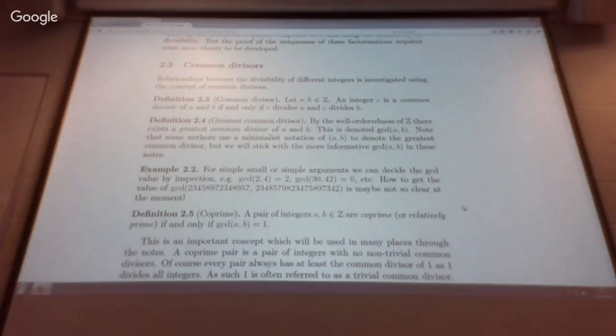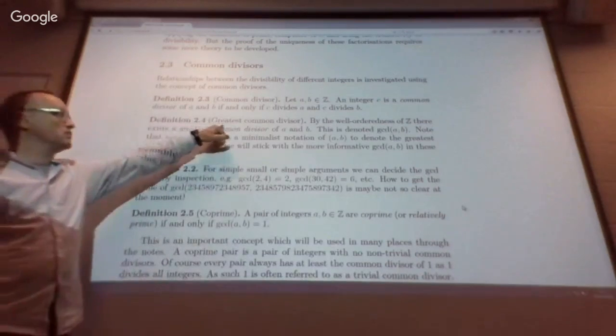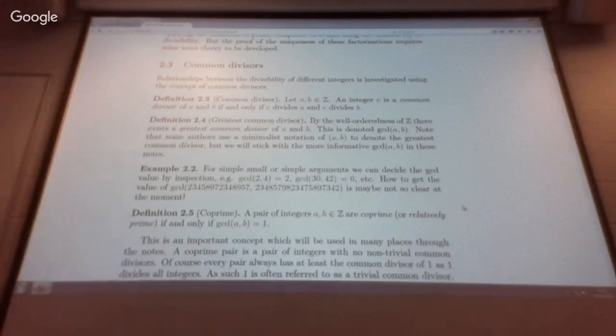So any pair of integers a and b can have a whole bunch of common divisors, but there's one that we single out as being particularly important or significant and captures a lot of information, and that's what's called the greatest common divisor.